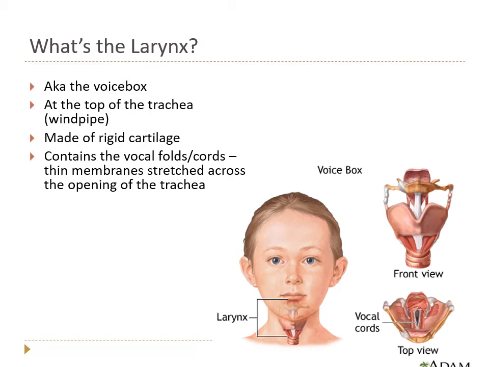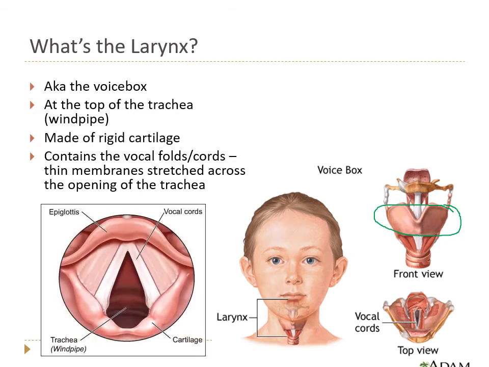So the larynx is also called your voice box. So there's this rigid cartilage. This is a frontal view. And then if we look down on it from the top, we'll see that you have your vocal cords stretch from one side to the other. You have two, one on each side. And you have this big ring of cartilage all around it, and your epiglottis right up here, making sure that food doesn't get down into your trachea.